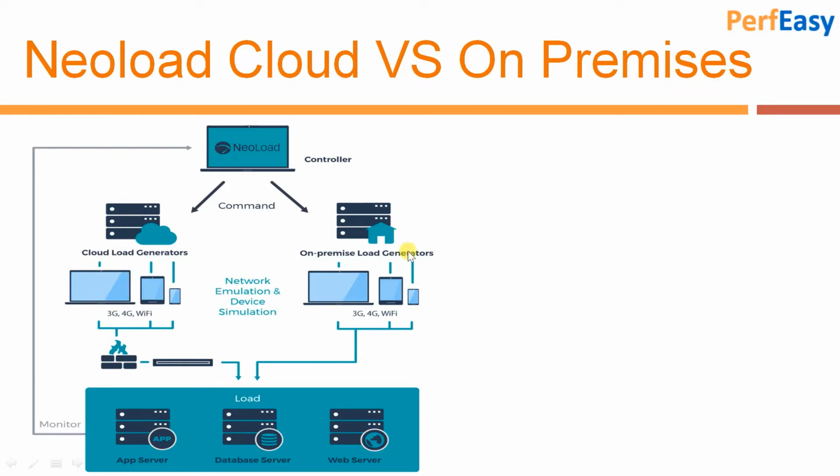On the right side, if you see, these are on-premise load generators. They can also generate the same data, and the load will get generated on the app server, database server, and website. These are the server side servers, or the application server where we are generating the load. And this arrow represents the monitoring statistics like CPU, memory, etc., that are going to the controller.